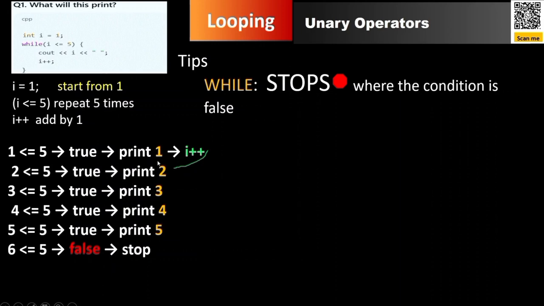Then what will be the output? The output, you say 1, 2, 3 up to 4 and 5. So you get 1, 2, 3, 4, 5. Because 6 here will not be printed out because it is false. I hope you have understood this concept. Let's proceed to example 2 so that I see if you have understood.